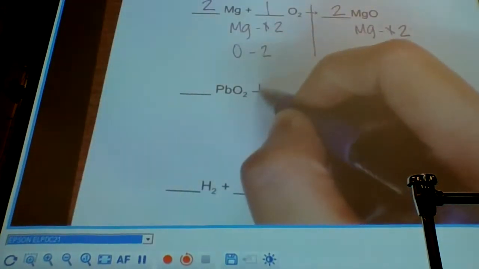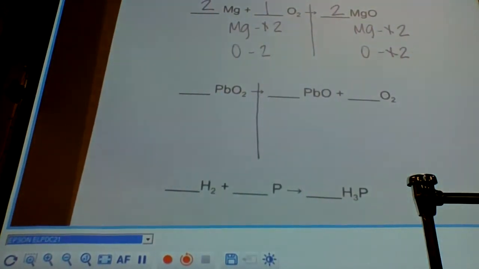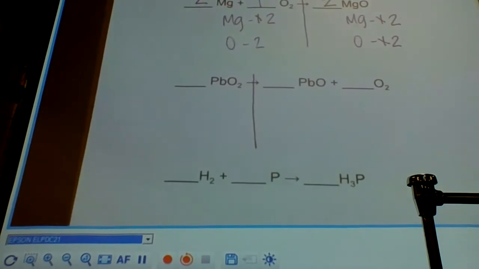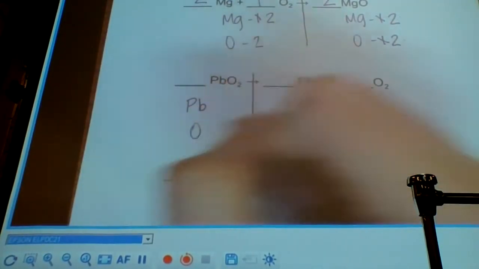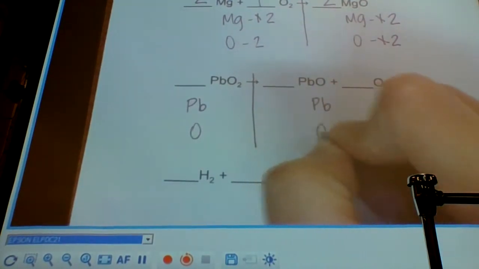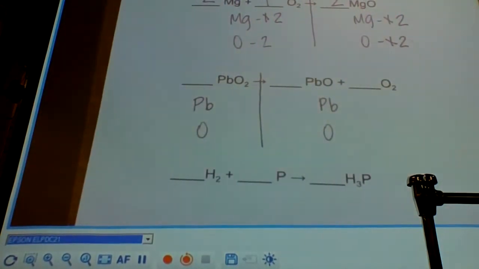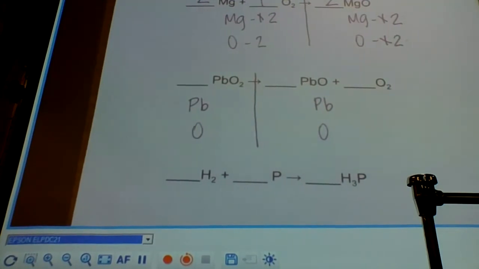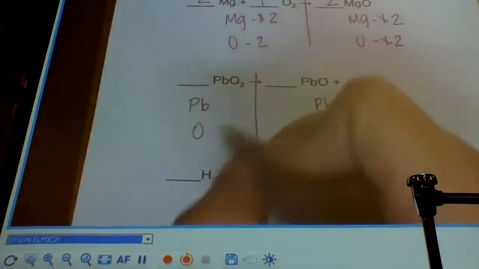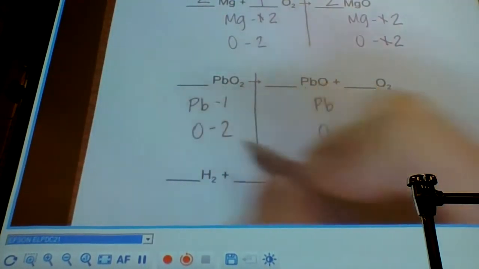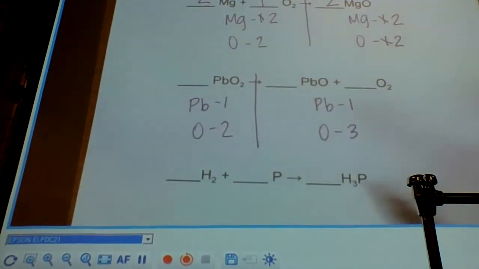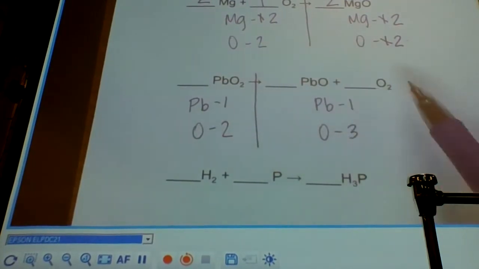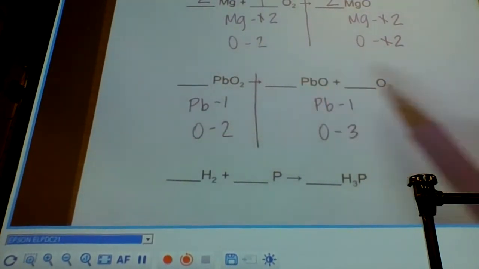Draw a line down my arrow to separate my sides, and take inventory. I have Pb and O. How many Pb on the left? 1. How many O? 2. Pb on the right, 1. O on the right, 3. I have 1 right here, 2 on the end, so together I have 3 oxygens.